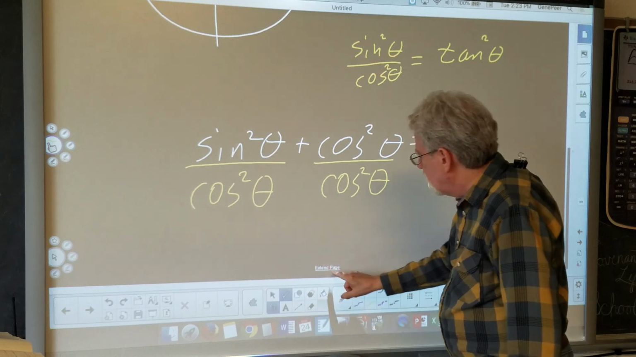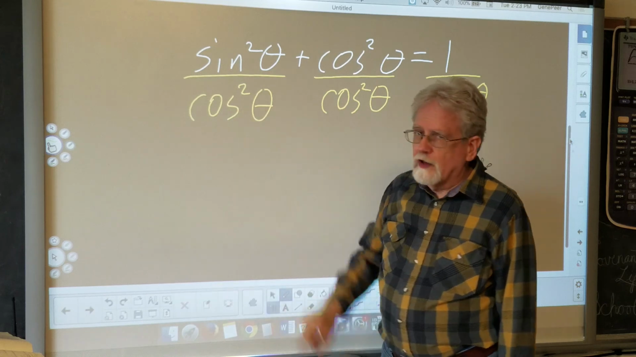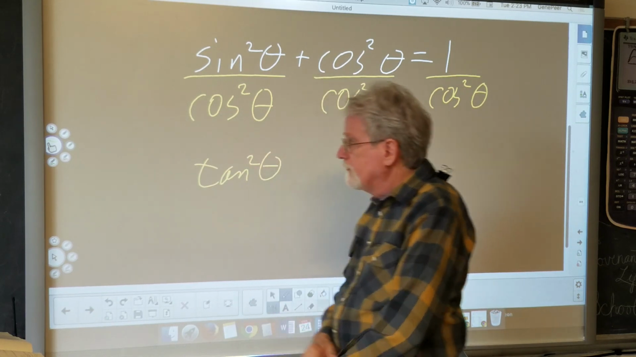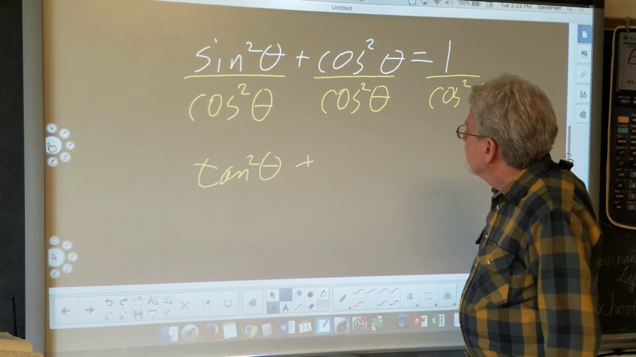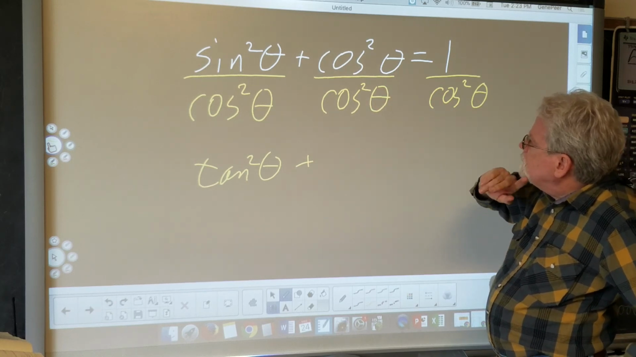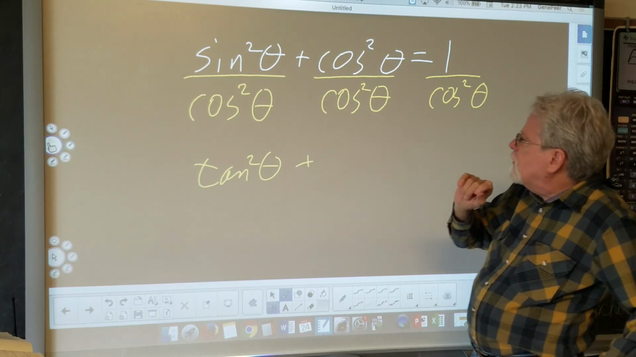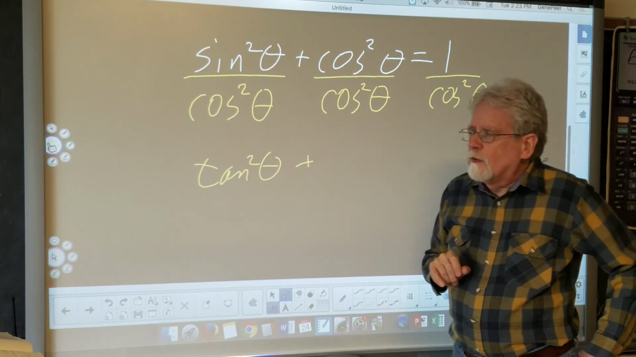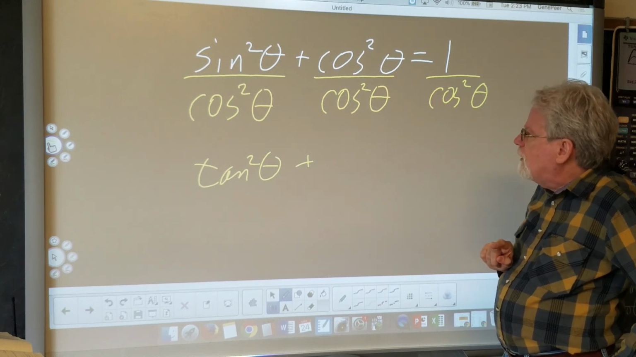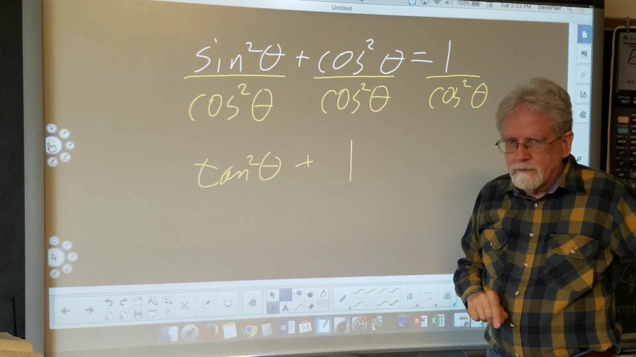So we're simply going to replace sine squared over cosine squared with tangent squared theta, plus cosine squared theta divided by cosine squared theta. Have they changed any of the old rules we learned in elementary school? No, they have not. Well then, a number divided by itself should still be equal to 1, right? Of course. So we can change this to a 1.